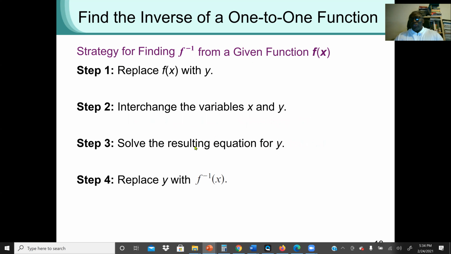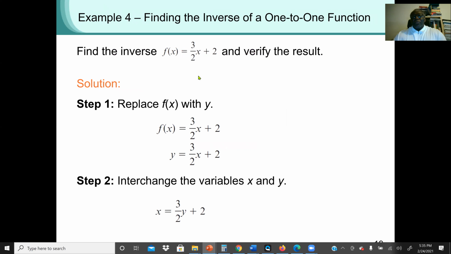So again, one more time, we have a function f(x). We just change the symbol f(x) to y. Then anywhere we see y, we replace it with x. Anywhere we see x, we replace it with y. That's step 2: interchange the variables x and y. Then after that, we solve for y. The answer we get will be the inverse of it, so we replace y with the inverse of the function.